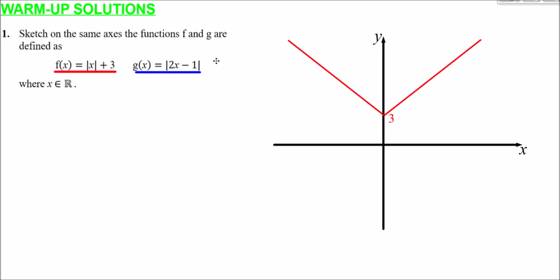This is f of x. The mod of x graph is a V shape on the origin, but we're adding 3 to all units, so the y-intercept of this one will be 3.